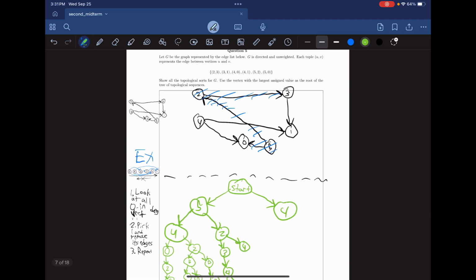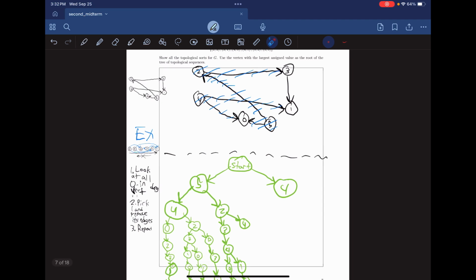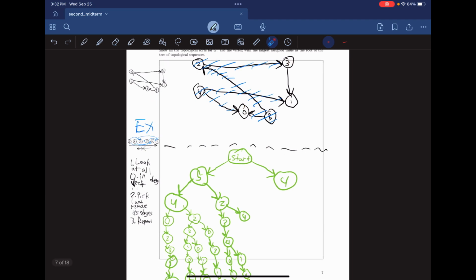Backtracking, we've got the one where we went 5, 2, 4. So let's draw that part out. 5, 2 are already crossed out in this current graph. Then we're just going to cross out 4 instead. The options then that we have is 3, which has 0 in degrees, and 0, which has 0 in degrees. 1 still has 1 in degree, so we can only remove 3 and 0 from this one.